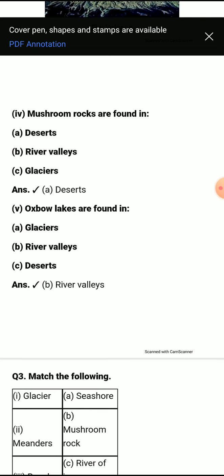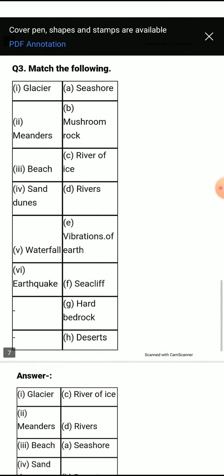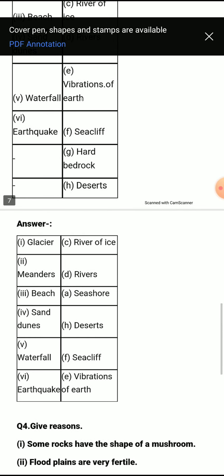First, glacier, meander, beach, sand dunes, waterfall, earthquake. And we all know what the answer for glacier is. What is the other name of this? River of ice. Meander. Okay, what is the answer of this? Tell me, students. Rivers, right? Because this formation is found in rivers. Okay, because of rivers it has been formed.